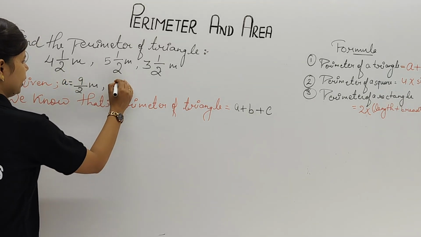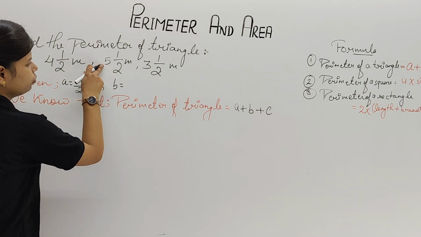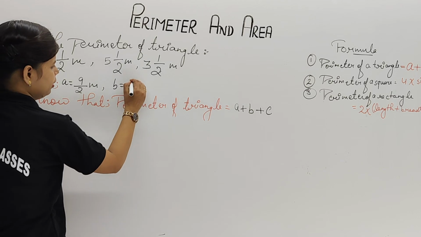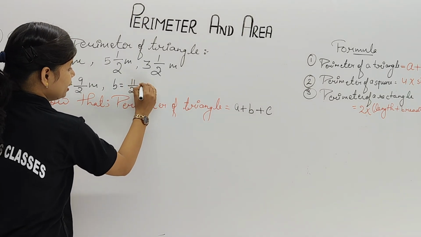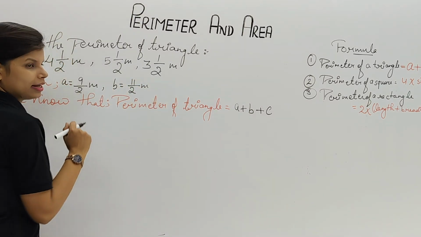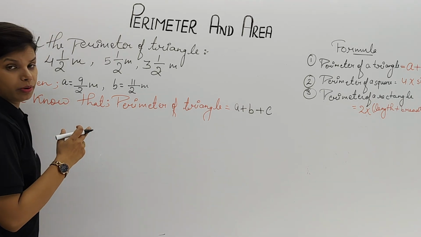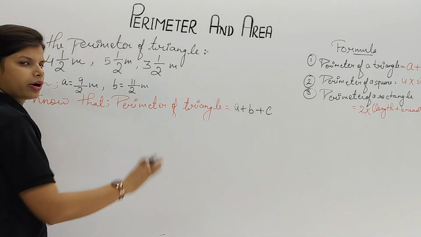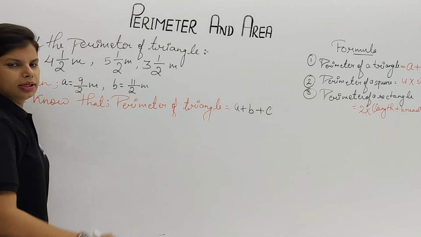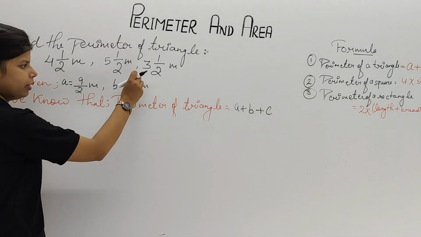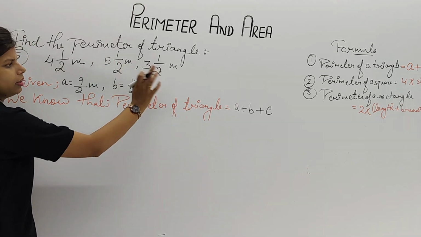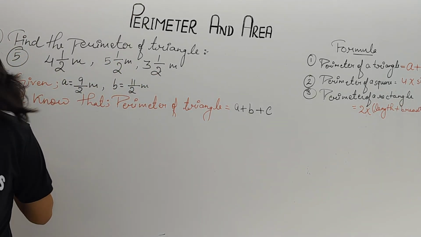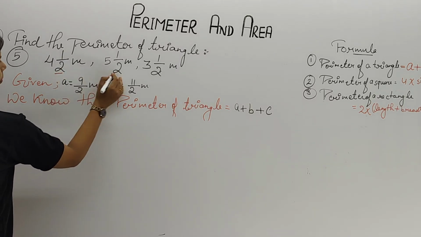Clear? Next, for b equal to 5 into 2, 10, and 10 plus 1 we are having 11 upon 2. Please don't forget to write the denominator as well. This one is very very important. Otherwise, if you just add the numerator part and forget to write the denominator part, then also it is not correct. So you have to write both parts. After adding these terms, you have to write the denominator. And you can notice also from here that the denominators are same.